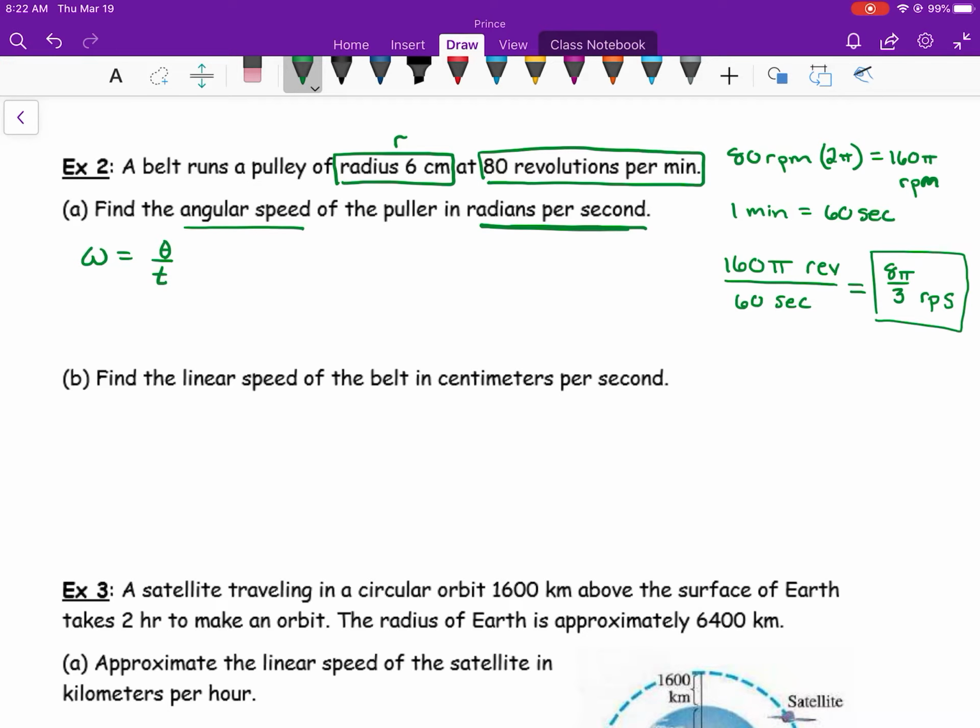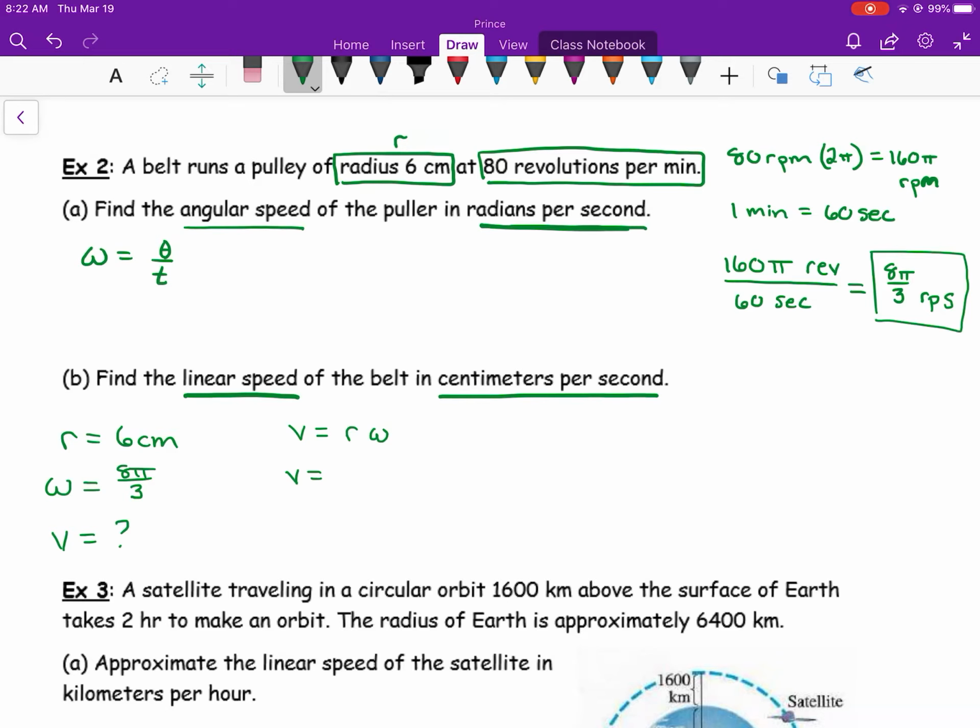Now part B, we're going to find the linear speed of the belt in centimeters per second. Okay, again, very important, so we use our unit of measure. So we know the radius is 6 centimeters. We know our omega, our angular speed, is 8 pi over 3. What we don't know is our linear speed. So we're going to use the formula that has radius and omega together. So velocity, linear velocity, or speed, is our radius times omega.